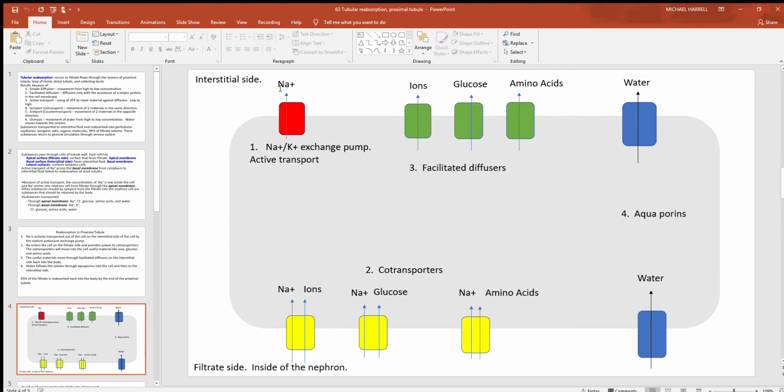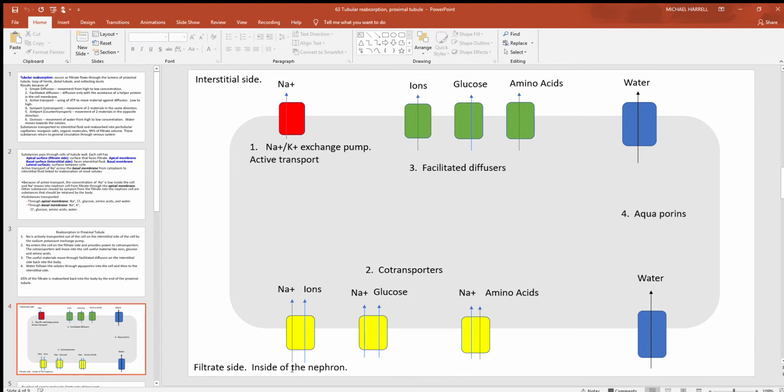In other words, there's going to be more of it on the outside of the cell and less of it on the inside because the cell's pumping it out. Now that sodium wants to come back in, but there's no way for sodium to get back into the cell on the interstitial side. But there is a way for sodium to get back in from the inside of the nephron. And that's where we have these little co-transporters shown in yellow.